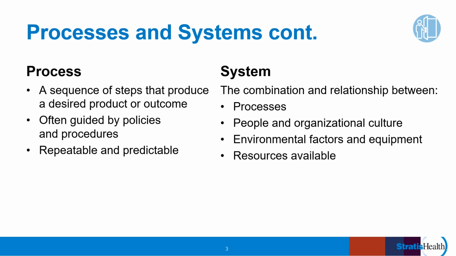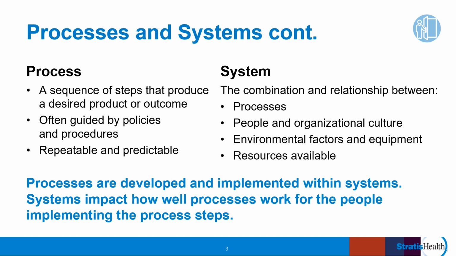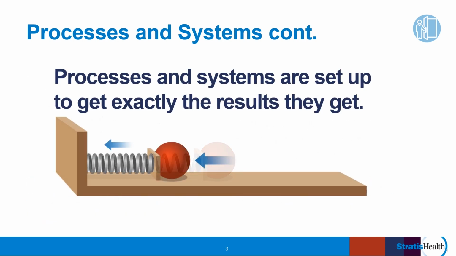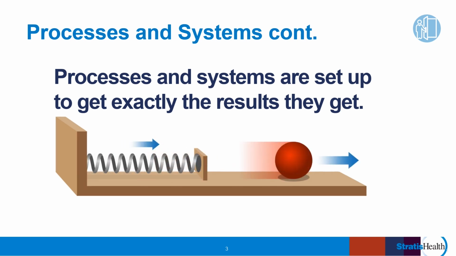Processes and systems are interrelated. Processes are developed and implemented within systems. Systems impact how well processes work for staff implementing the process steps. Processes and systems are set up to get exactly the results they get.